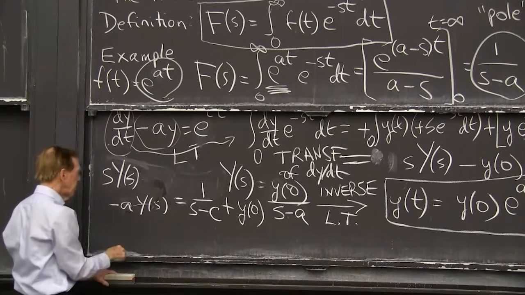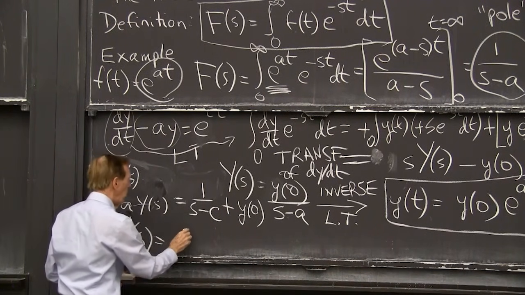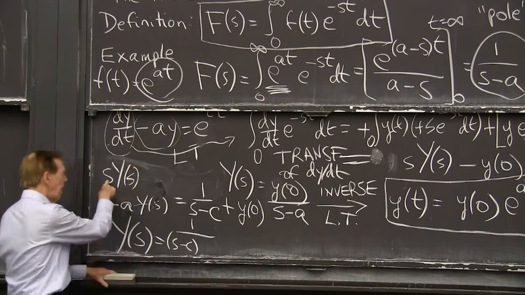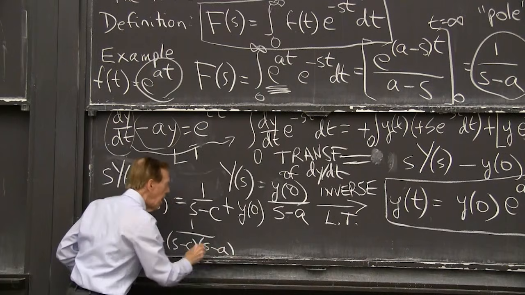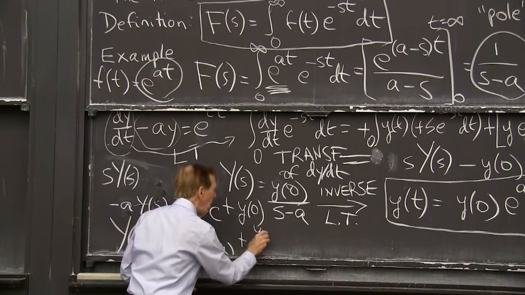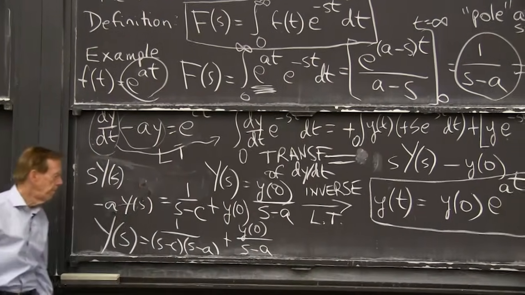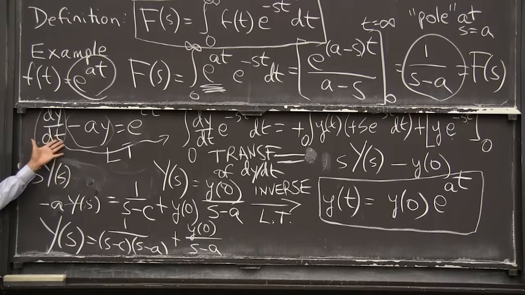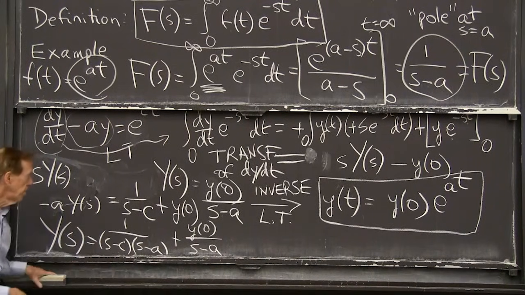And I'll divide by s minus a. Look at it. Y of s is, okay, I have 1 over s minus c. And I have an s minus a that I'm dividing by, s minus a. And then I have the y of 0 over s minus a. I've transformed the differential equation to an S equation. I've just done simple algebra to solve that equation, and I've got two terms. Two terms.